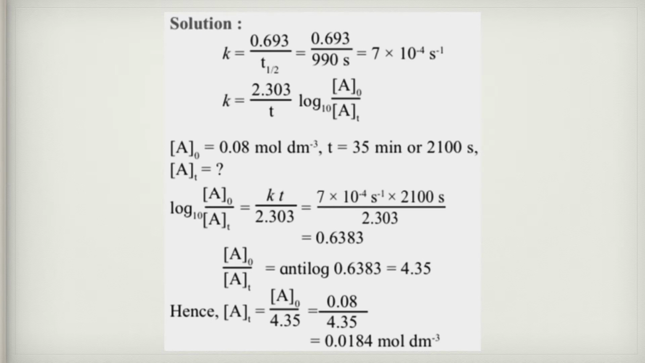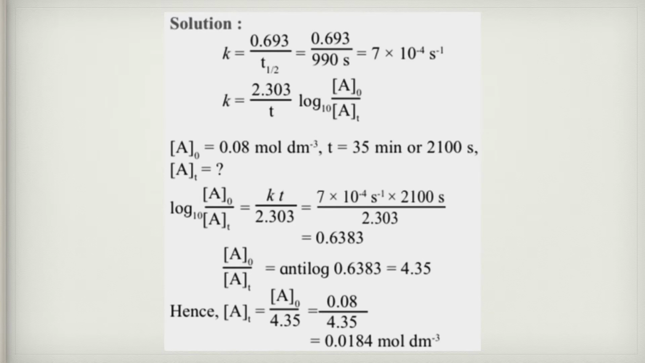So what is asked? AT is asked. I'll substitute the value in the equation log 10 A naught upon AT is equal to KT upon 2.303. I'll get the answer as 0.6383. Once you got the value of log A naught upon AT is equal to 0.6383, you are just going to take the log on the other side. If log goes to the other side, it is nothing but the anti-log of that answer. Therefore, we got the value as 4.35. So now A naught upon AT is equal to 4.35.